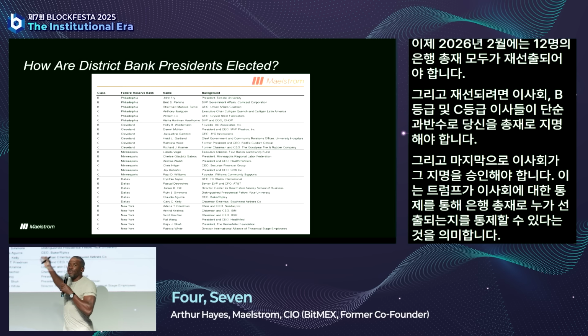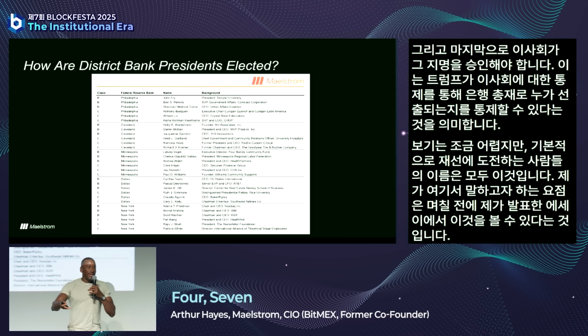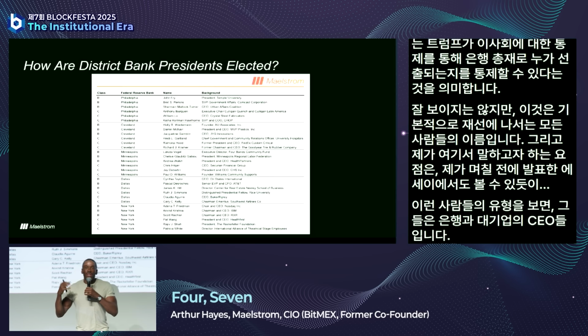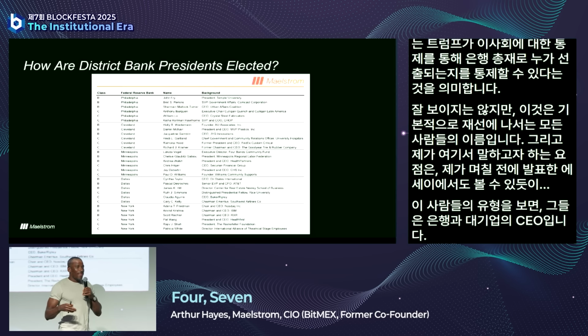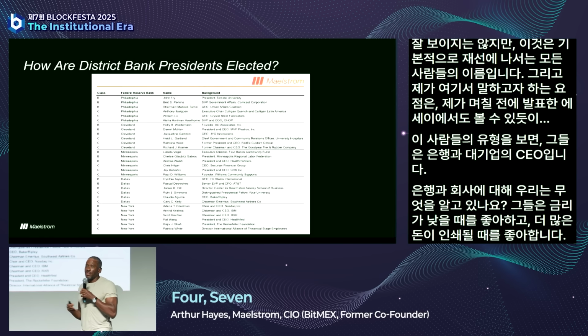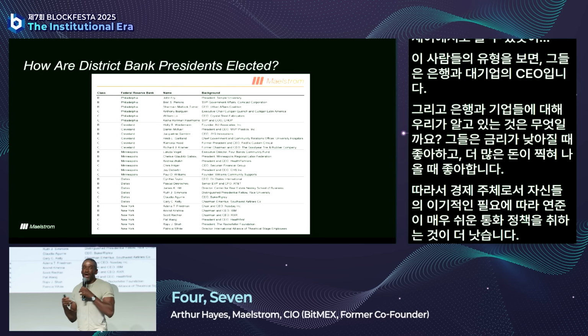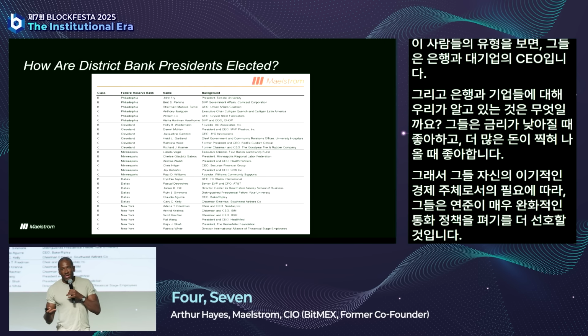If you look at the type of people that these are, they're CEOs of banks and of large industrial companies. And what do we know about banks and companies? They love it when interest rates are lower, and they love it when more money is printed. So from their own selfish needs as economic actors, they would rather have the Fed have very easy monetary policy. So I can't see them going against Trump if he says, I only want people who are going to cut interest rates and increase the balance sheet to be nominated for president of these banks.